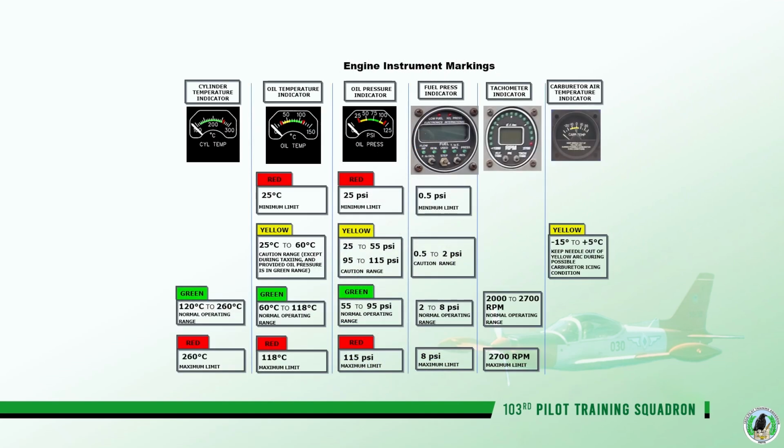Engine instrument markings. Understanding the engine instrument markings is crucial for interpreting the health and operational status of the engine at a glance. Image, engine instrument markings. This diagram gives an overview of what the markings mean.